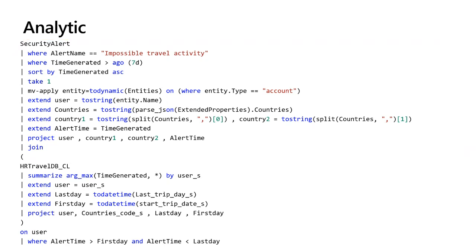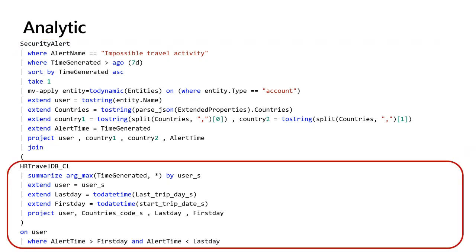And we're going to join this information with our table. So we have our HR travel table, and we have the information that we've already talked about in that table: the last day, the first day, what countries they're visiting, and who they were.